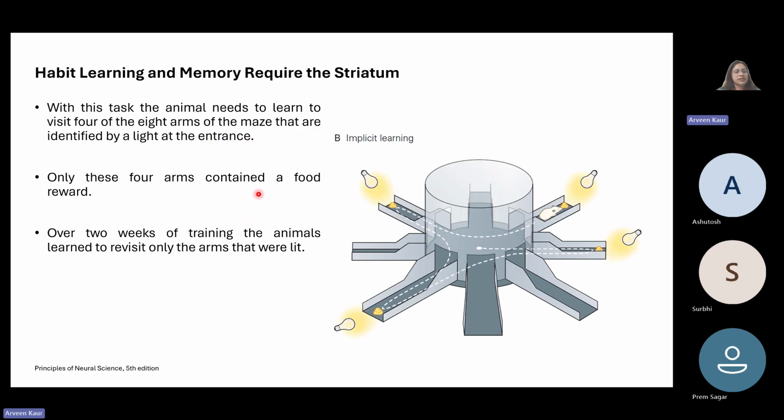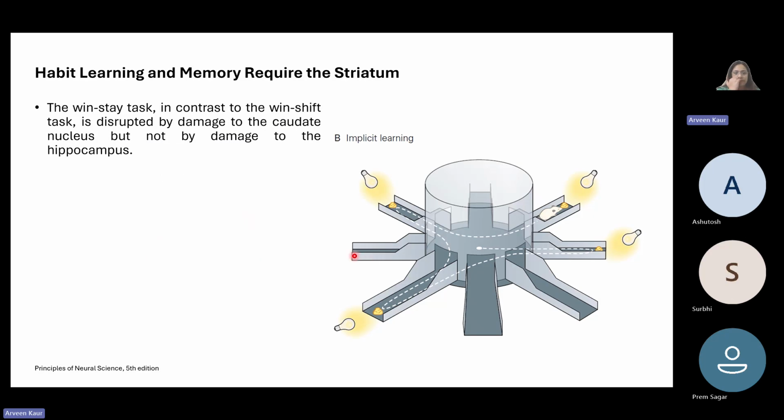Only these 4 arms contain a food reward. Over 2 weeks of training, the animals learn to revisit only the arms that were lit.